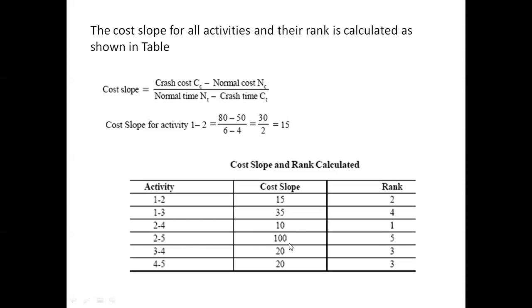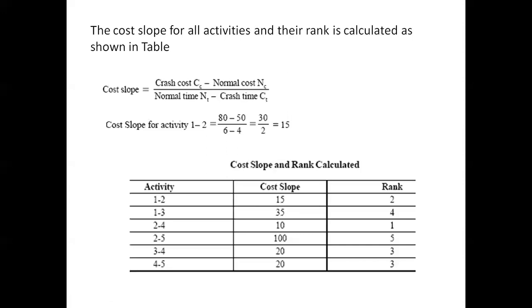Here, once again, I repeat that the cost slope is nothing but the amount which will be added per unit time. In this case, it is a day. This is the amount added per day when the corresponding activity is crashed by 1 day. For example, 1 to 2 has 15 as a cost slope, which means if activity 1 to 2 is crashed by 1 day, then 15 rupees will be added to the direct cost as a crashing cost.